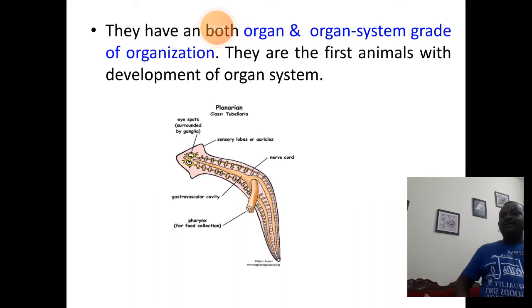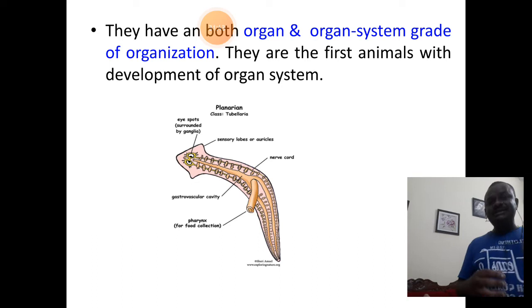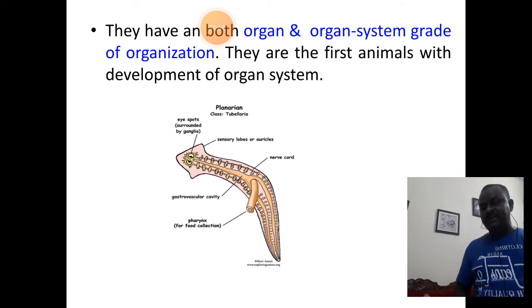Then, the flatworms show both organ and organ system grades of body organization. I mean to say, their body is made up of organs which perform individual activities, and organ system grade, because many organs together work for one physiological function. For example, in the digestive system, it has mouth, pharynx and intestine. Each one of these three parts is an organ. All three organs together function for the physiology of digestion. Hence, we call it an organ system. So we have both organ and organ system grades of body organization.